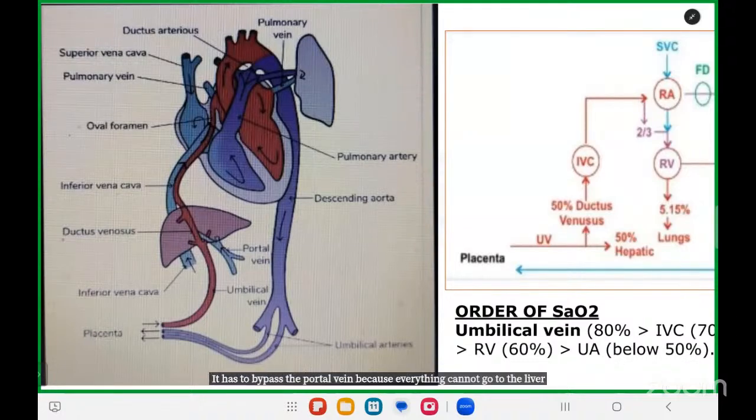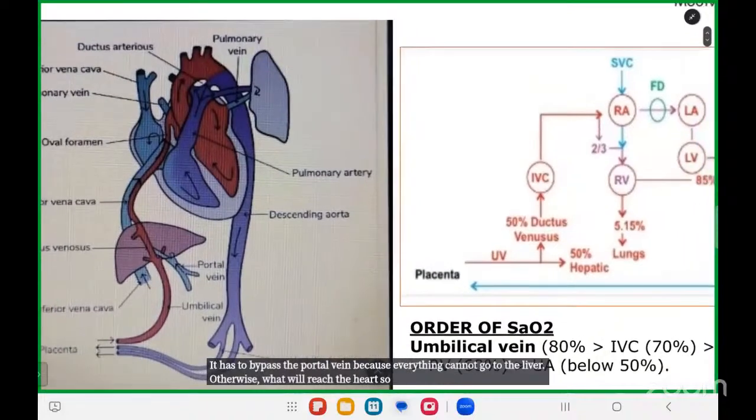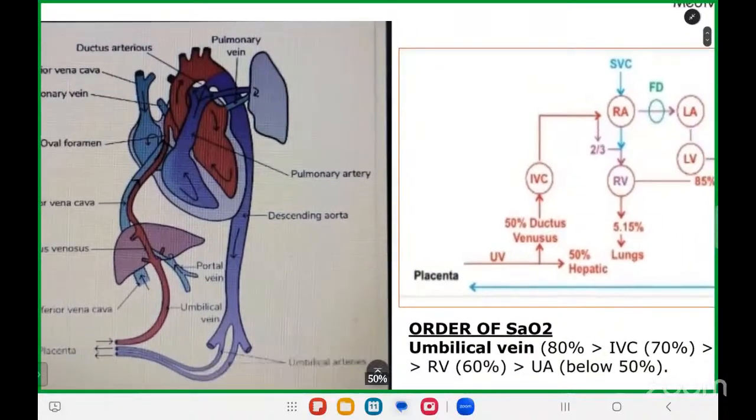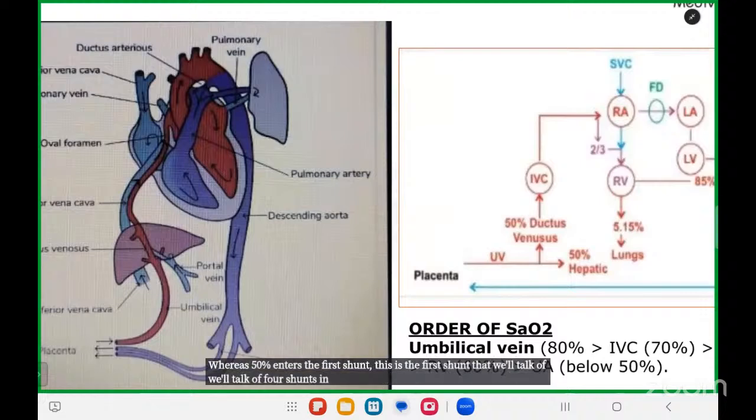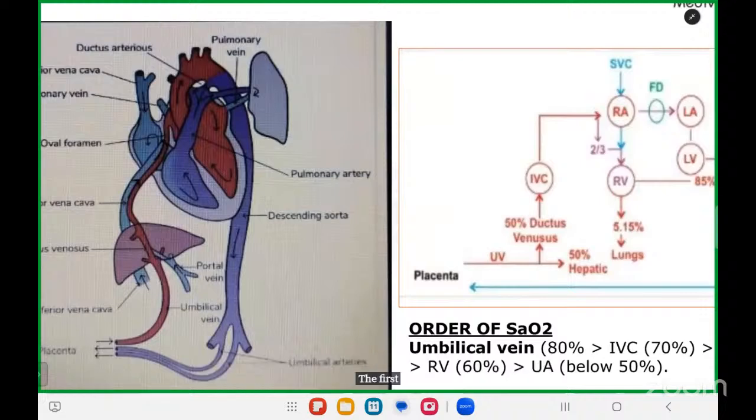Otherwise, what will reach the heart? So 50% of the blood is shunted to the liver via the hepatic veins, whereas 50% enters the first shunt. This is the first shunt that we'll talk of. We'll talk of 4 shunts in this entire system. The first shunt being this, which is the ductus venosus.